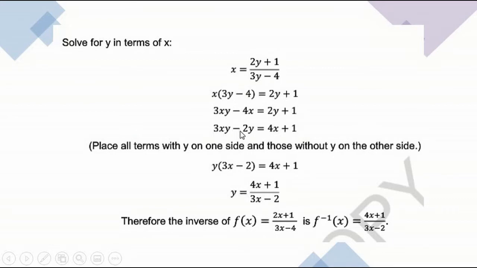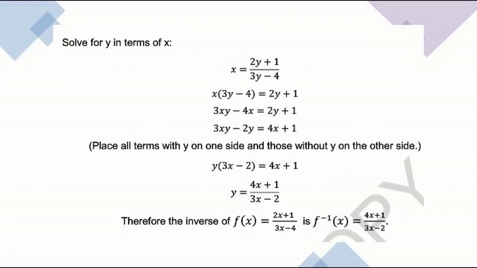Place all the terms with y on one side and those without y on the other side. So that becomes 3xy minus 2y is equal to 4x plus 1. Then afterwards, you're going to factor y. So y times the quantity 3x minus 2 is equal to 4x plus 1. Then divide both sides by 3x minus 2. So that becomes y is equal to 4x plus 1 over 3x minus 2.